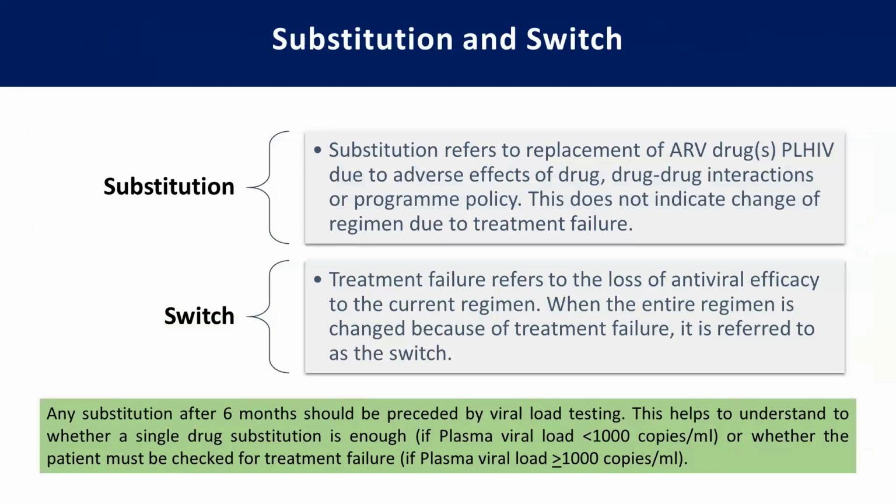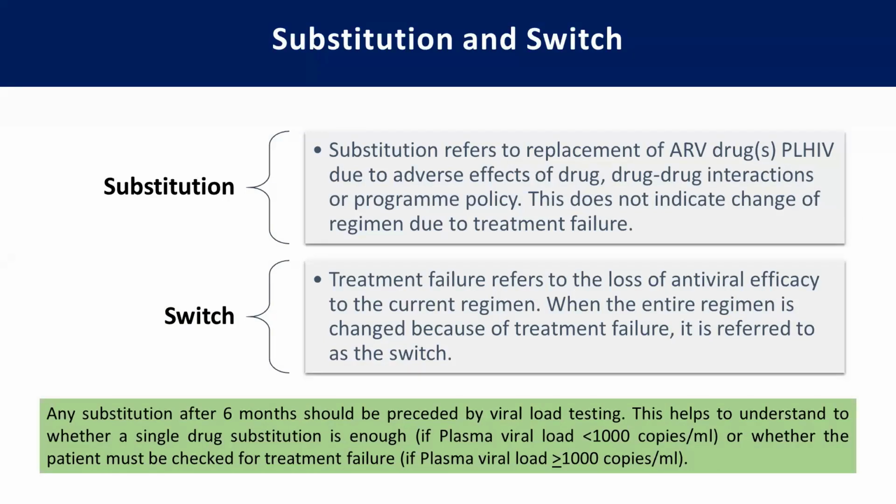Then coming to substitution and switch. So this you all know already, substitution refers to replacement of ARV drugs for PLHIV due to adverse effect. So you write alternate first line or alternate second line. So that means there's a substitution of the drug. The substitution may be because of adverse effect or drug-drug interaction or program policy. So this does not indicate any change of regimen due to treatment failure.